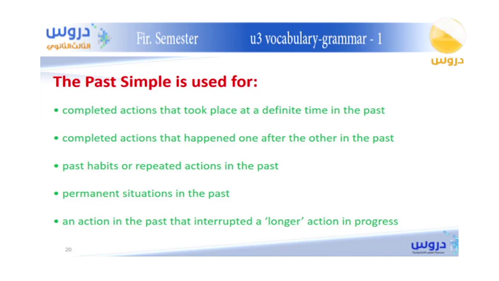Here we go with how to use the past simple. It is used for completed actions, as I told you. Also, completed actions that happened one after another in the past, past habits or repeated actions, which we call habitual, permanent situations in the past, and an action in the past that interrupts a longer action in progress. This is regarding the past simple.